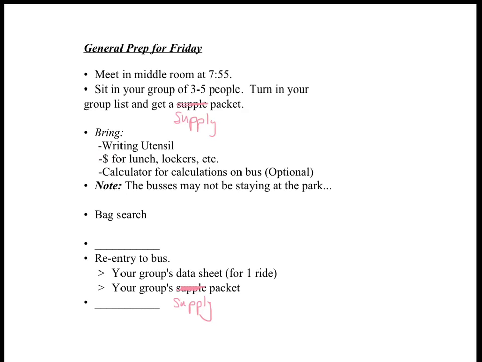In order to re-enter on the bus, I need you to show me that you have your group's data sheet. You're going to have one ride. I'm going to show you what the data sheet looks like in a bit. For your group, I'd recommend once you collect your data, you can just fill it on one sheet. Take a picture of it, email it, message it to everyone in your group so that they all have a copy of it so they can show it to me when they enter the bus. In addition, you're going to turn in your group supply packet when you re-enter the bus too. So that's the general prep.